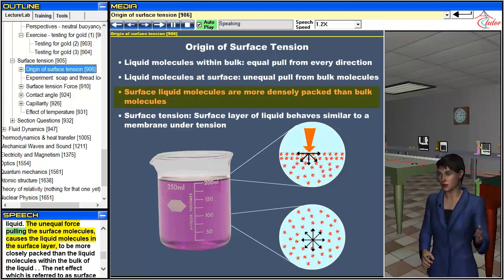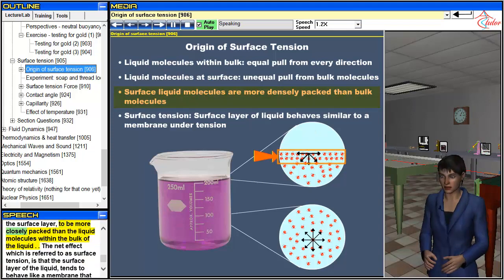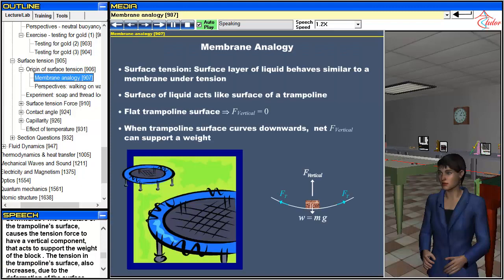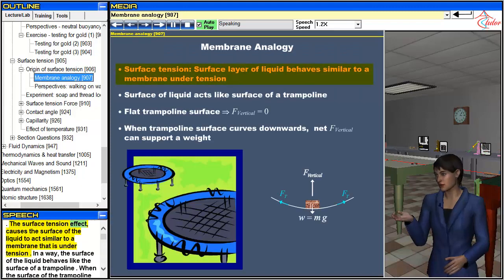The unequal force pulling the surface molecules causes the liquid molecules in the surface layer to be more closely packed than the liquid molecules within the bulk of the liquid. The net effect, which is referred to as surface tension, is that the surface layer of the liquid tends to behave like a membrane that is under tension. The surface tension effect causes the surface of the liquid to act similar to a membrane that is under tension.